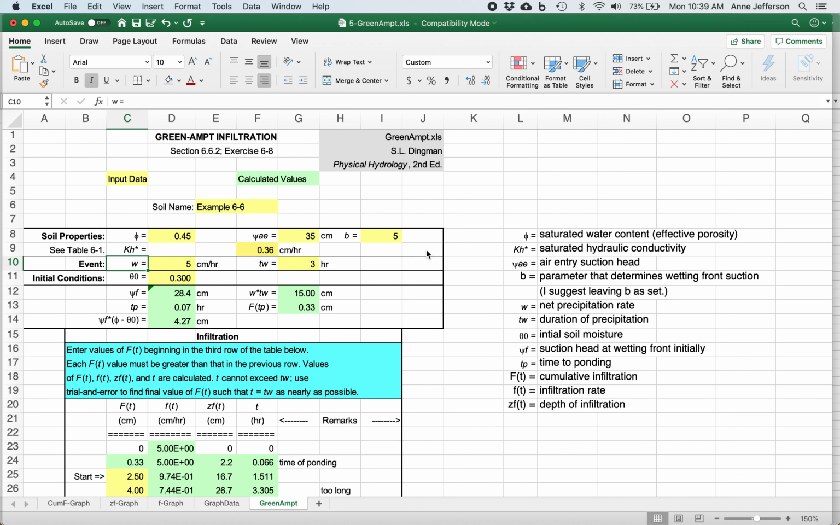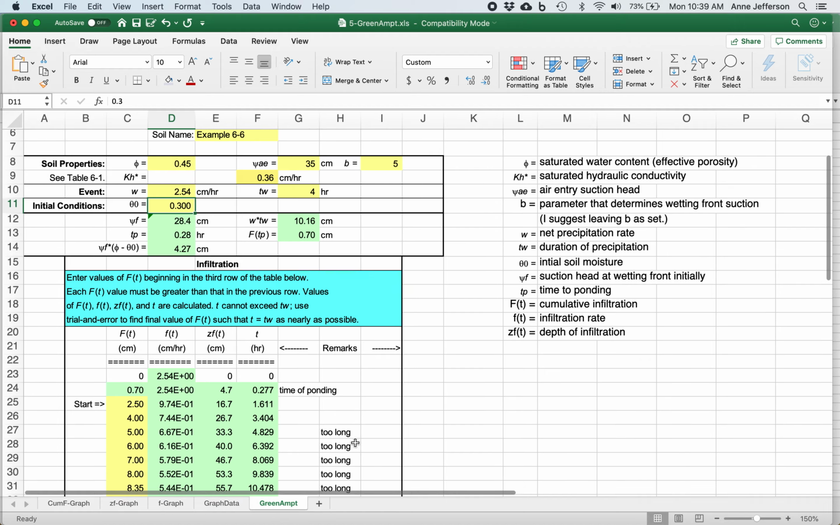The next rows down are the event characteristics. So this is your rainfall rate. I'm going to make it rain about 1 inch an hour for 4 hours. This is your initial water content. Let's just leave that the same. Okay, so now there's some green cells that you don't want to do anything with.